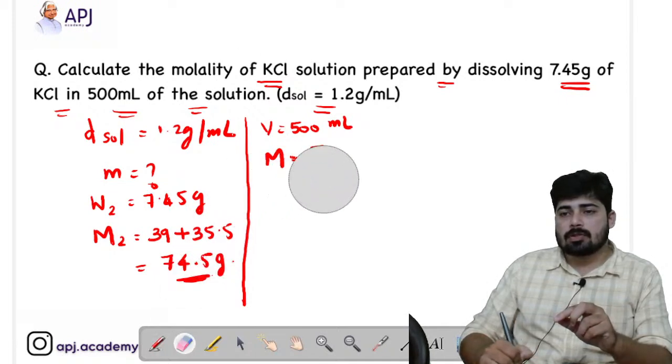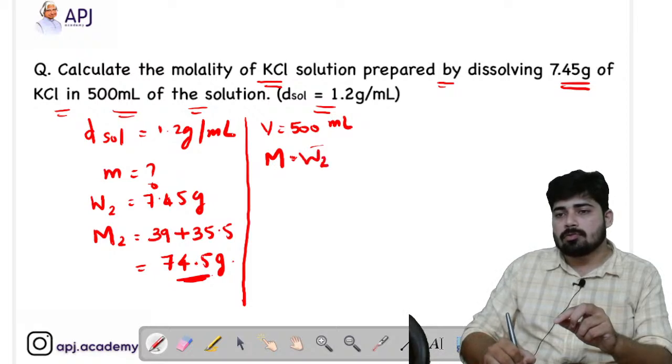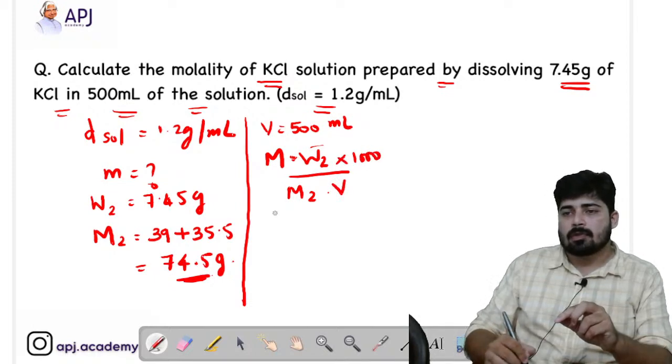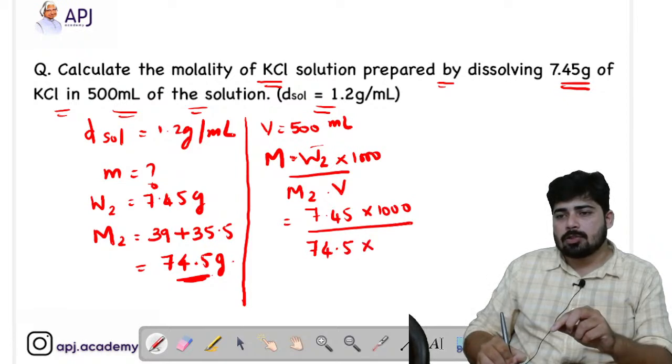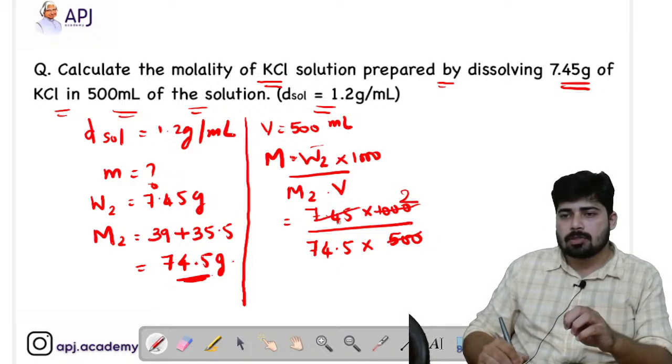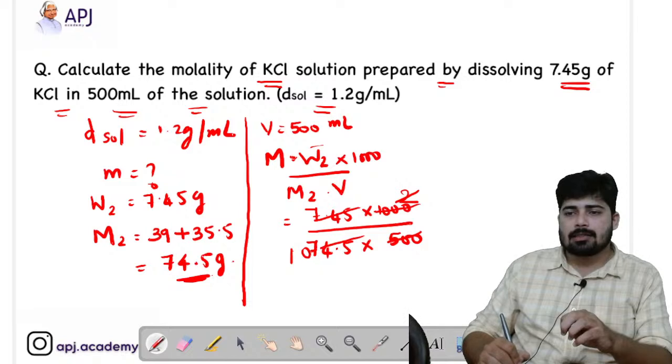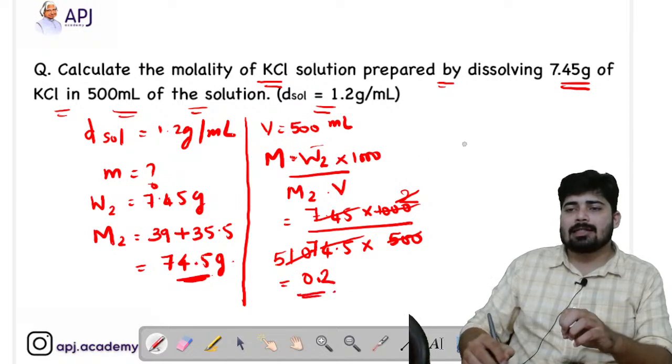So the equation is W2 by M2 into 1000 by volume. Volume is given in ml, so I will use 1000 here. W2 is 7.45 into 1000, divided by molar mass 74.5 into volume 500 ml. We can cancel 500 and 1000, which goes 2 times, and 7.45 into 10 gives 74.5, which cancels again, so we get 1 by 5, which equals 0.2. So molarity is equal to 0.2.